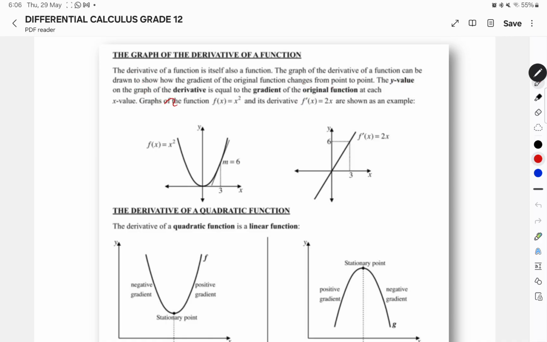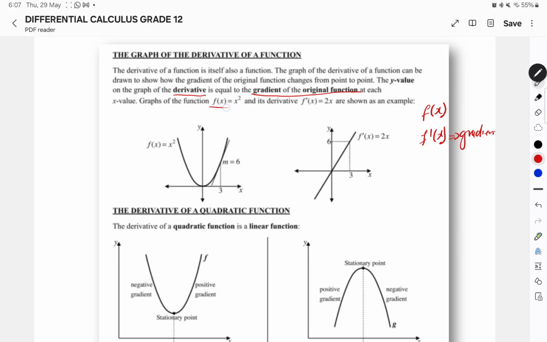The y value of the graph of the derivative is equal to the gradient of the original function, which is true. Remember that if the original function is f of x, when I do the first derivative of f of x, I'm actually calculating the gradient. So that's what they mean there.